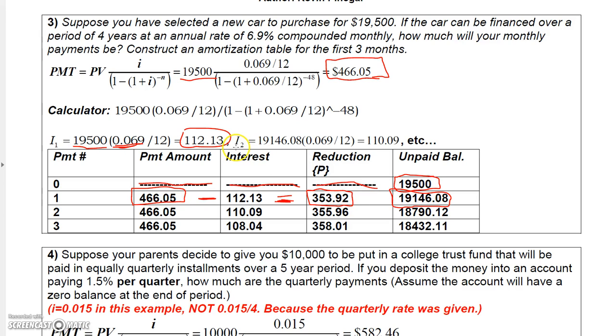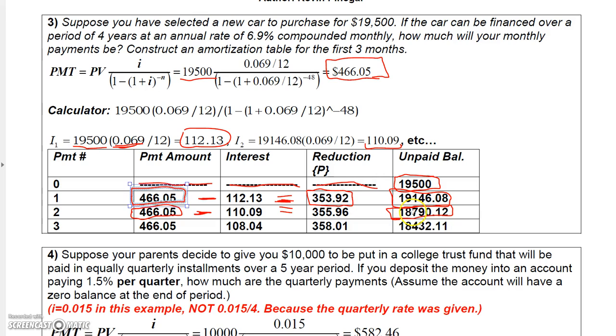For the second payment, your interest charged, you take this balance, now $19,146.08, and multiply it by 0.069 times 1/12, and you get $110.09. So your interest went down just a little bit. Now when you make your payment of $466.05, they subtract $110.09 from that, and they put that in their pocket. And then the difference, which is $355.96, is what you subtract from this to get your new balance.